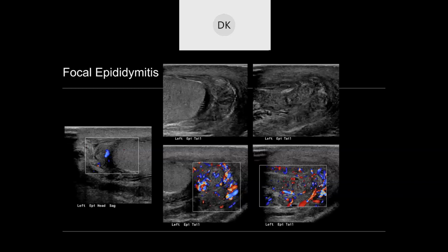And again, it's most common in the tail. So you definitely don't want to stop when you see a normal epididymal head. You want to really investigate the whole epididymis because the infection usually starts in the tail.